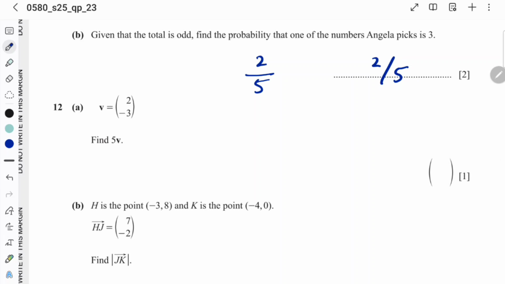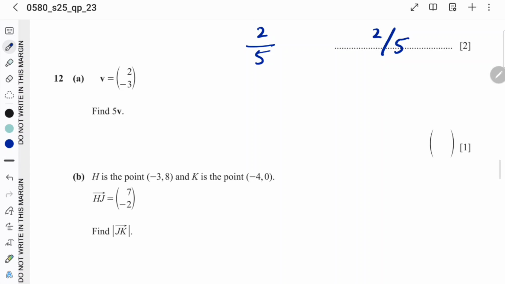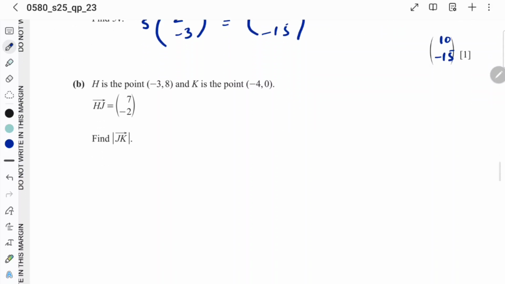Now question number 12. V equals 2 minus 3, and 5V is required. So 5 times 2 and minus 3. 5 times 2 is 10 and minus 15. So that is 10 and minus 15. Now H is the point minus 3, 8, K is the point minus 4, 0. H is 7, 2, JK, the magnitude is required.